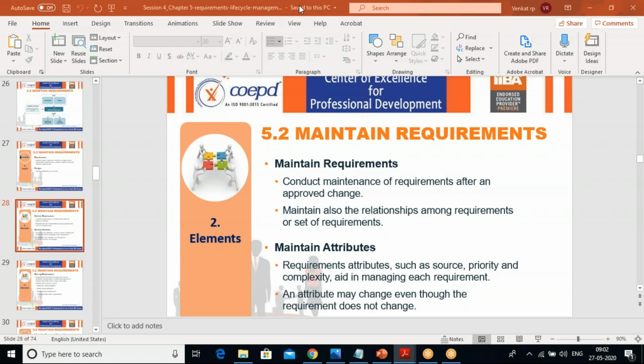Here we have to understand what attributes, what the structure of a requirement is, and what the relationship among these requirements is. Okay, for that we will see maintaining the requirements. We have to ensure they remain correct and current after approval of a change, and we are responsible for conducting the maintenance to ensure the level of accuracy is maintained. These requirements should be clearly named, defined, and easily available for the stakeholders.